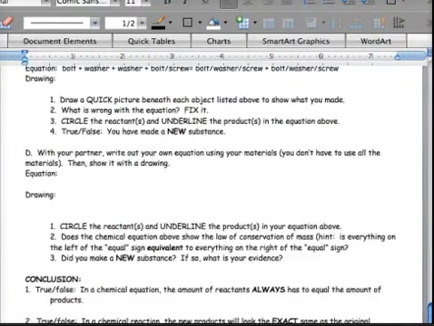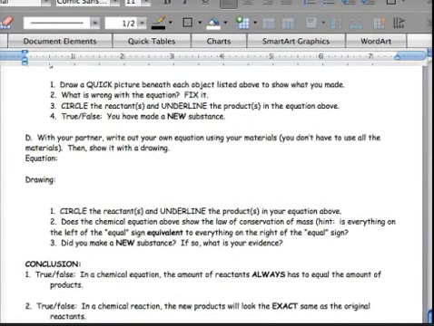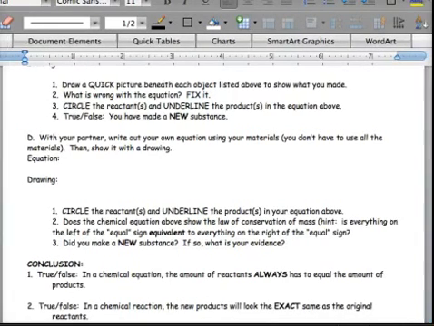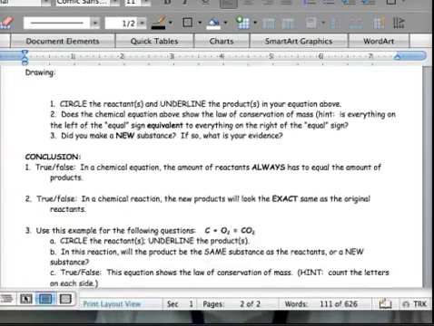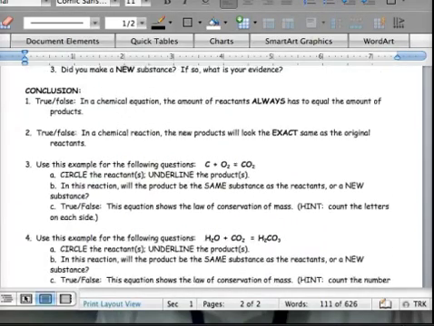Again, part D, you're going to do that part on your own. You're going to make up your own sample, whatever you want to use, and you don't have to use all the pieces. And then there are 4 conclusion questions at the bottom.